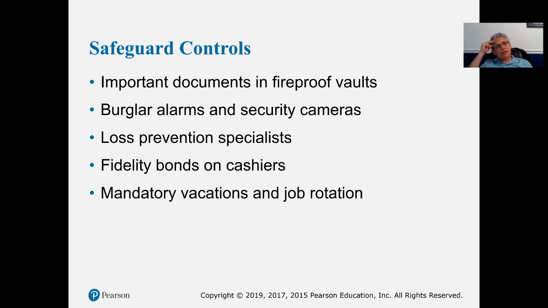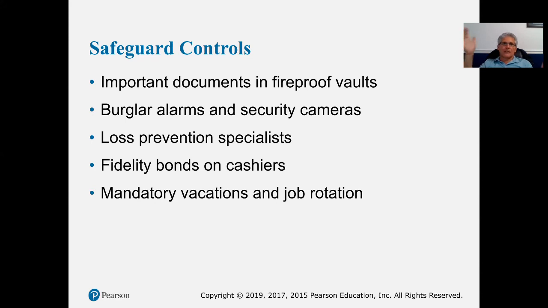Another concept we could talk about is safeguard controls. The examples listed here are important documents in fireproof vaults, burglar alarms and security cameras, loss prevention specialists, fidelity bonds on cashiers, and mandatory vacation and job rotations. All of these are controls in place that help to safeguard assets. So, for example, important documents in a fireproof vault.